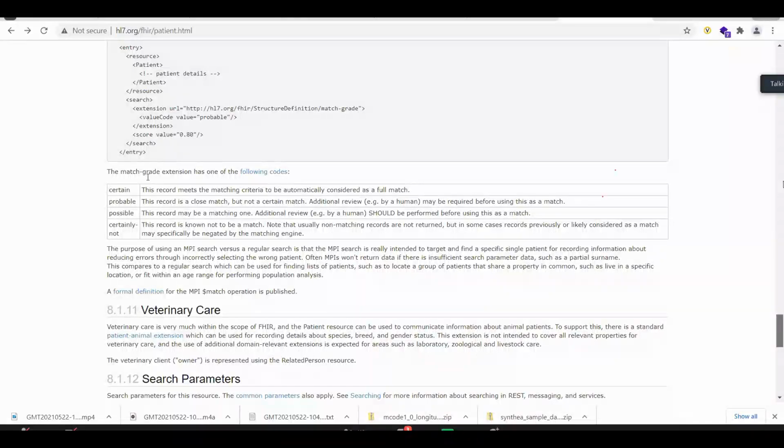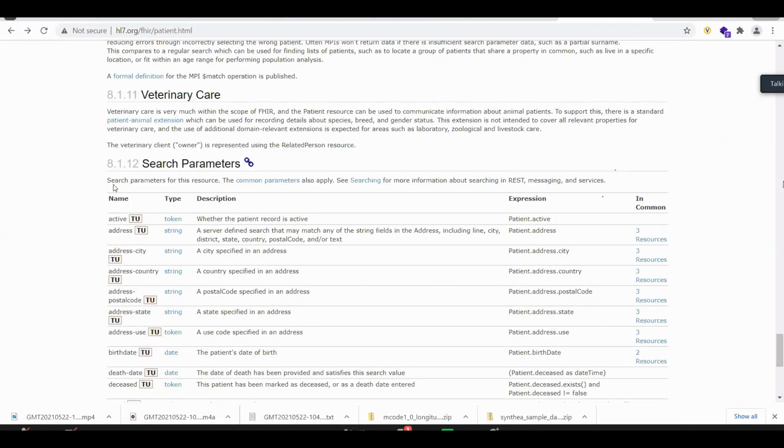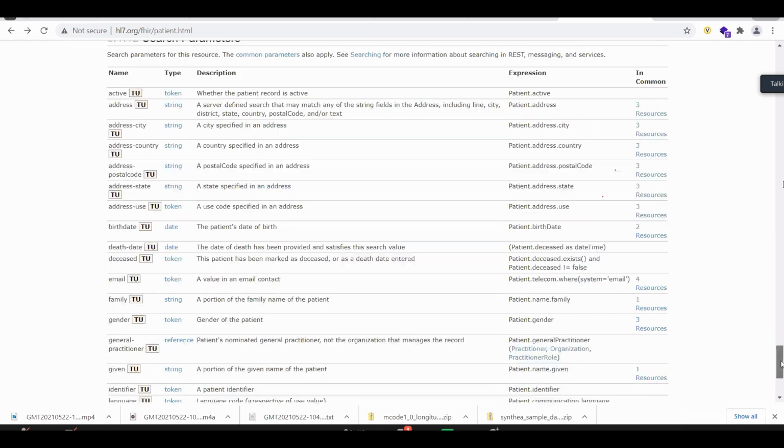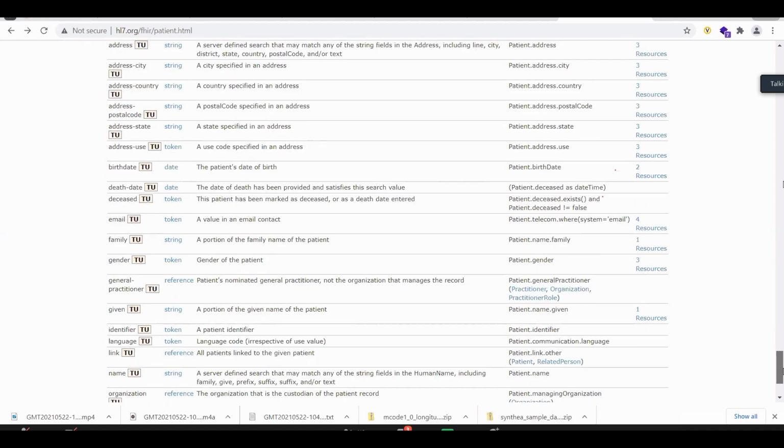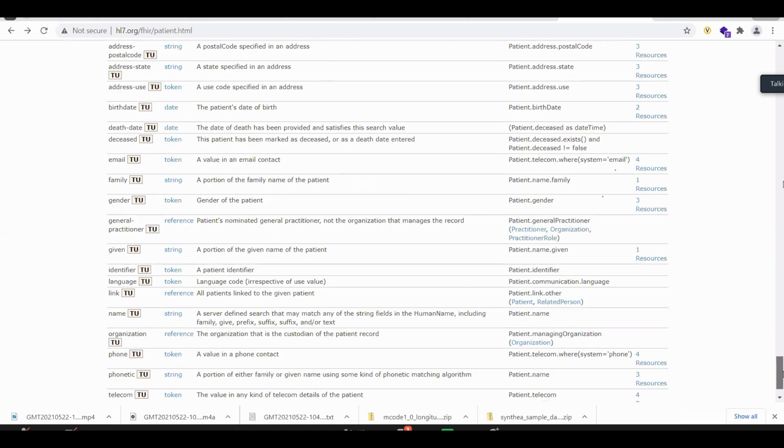is about the search parameters. So for every resource, the search parameters supported by that resource are listed in the spec towards the bottom of that resource page. So for a patient, you can use these many search parameters. If you are implementing a FHIR server, you can choose how many search parameters, or which ones, you want to implement for a given resource.